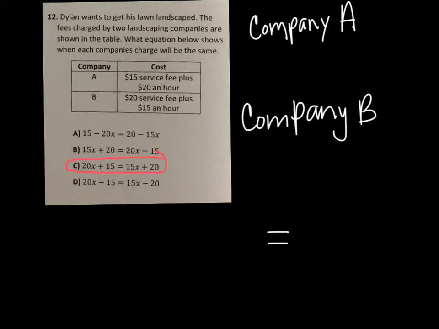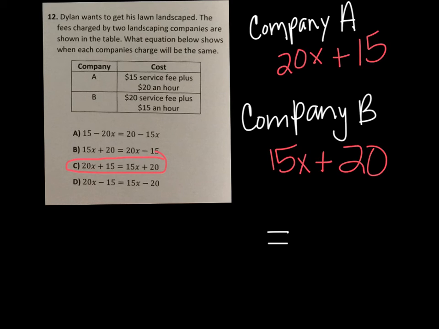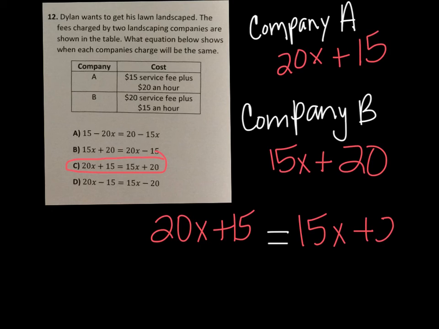And then the last question, you need to turn both company A and company B into an algebraic expression. So company A is charging $20 per hour plus a $15 service fee. And company B is charging $15 an hour plus a $20 service fee. So when I write them equal to each other, it's 20x plus 15 equals 15x plus 20. There is no subtraction happening anywhere in the problem. So that should have been a gimme answer because there's no subtraction because it says plus.